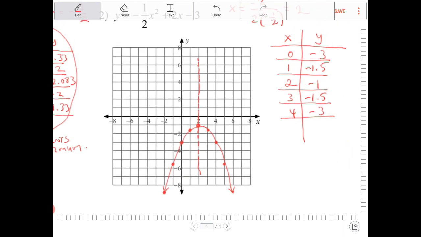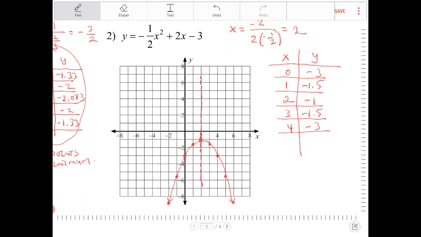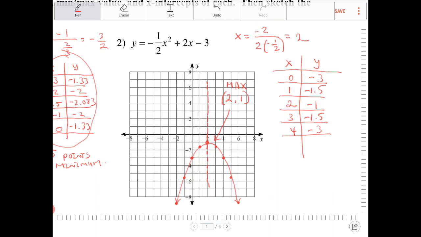Okay, so this guy right here, that's the shape of the graph. This point right here is, well, that's the vertex, right? So is this a min or a max? This is actually a max, and the point of the max is 2, 1. That's where the max is located. And what about the x-intercepts? Are there any x-intercepts? There are no x-intercepts.